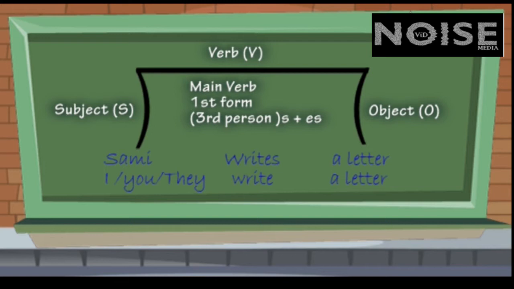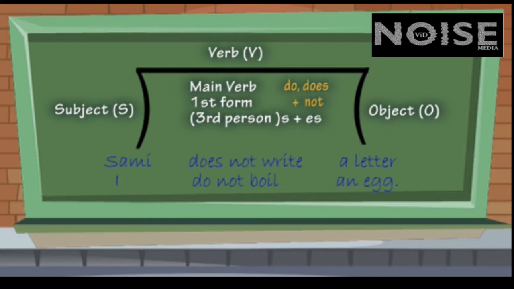Now, how to change this into negative form? Quite easy. That is, Sami does not write a letter. Now here you will not write writes a letter because you're using does. And you know with does, that is ES. This ES basically was attached to writes. But when we use does, that writes changes into write. So Sami does not write a letter. I do not boil an egg.